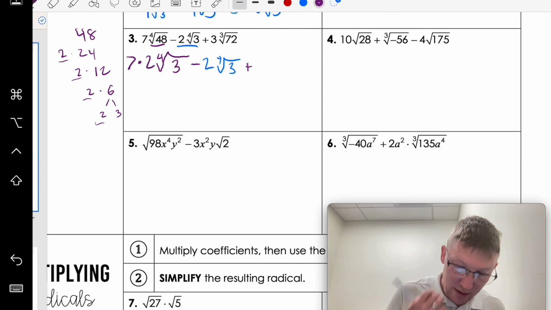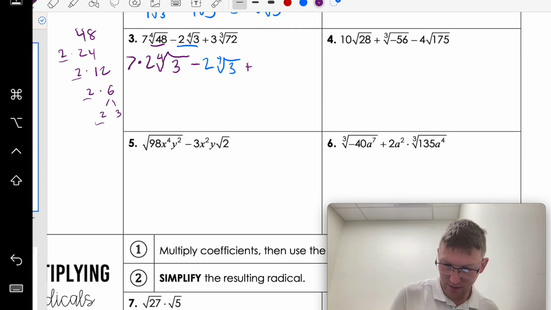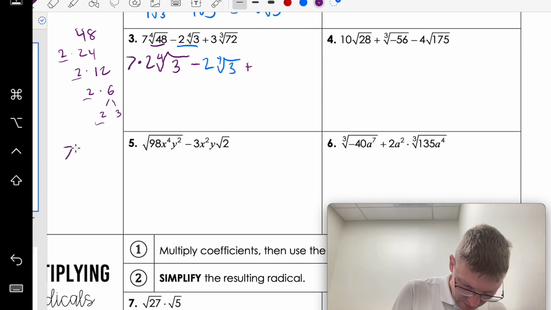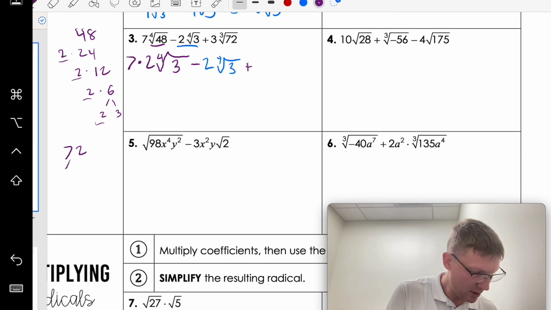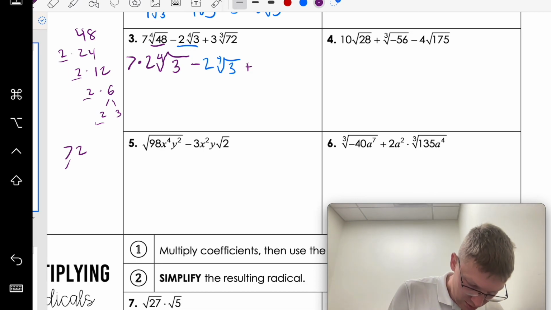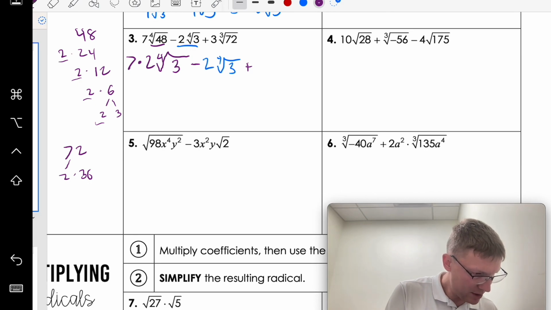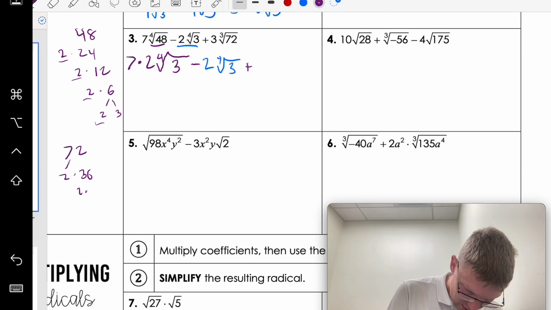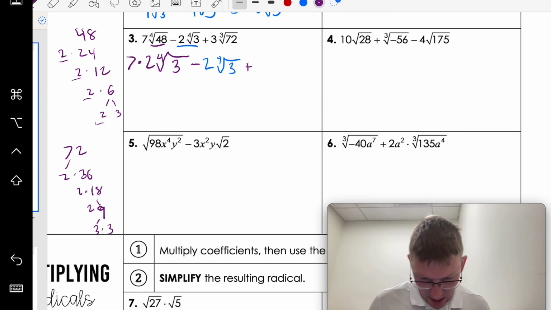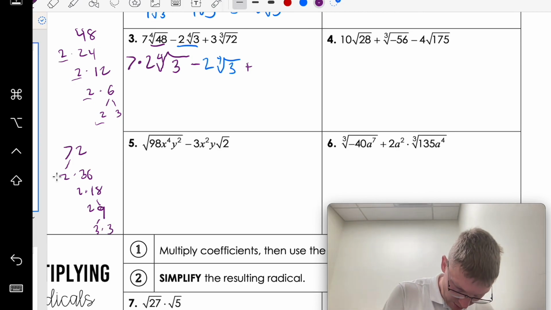And last but not least, that's 72. I probably need to do that 72. So 72 divided by 2, 2 times 36. 36 divided by 2, 2 times 18, 2 times 9, 3 times 3. It's a cubed root, so I need 3 of them to come out.